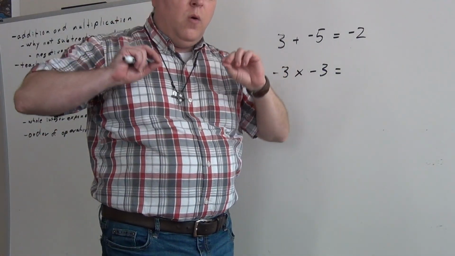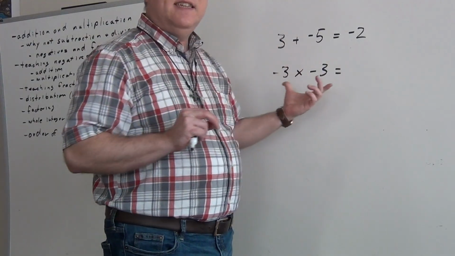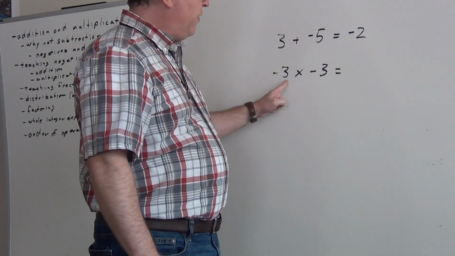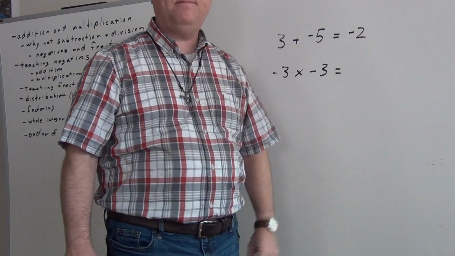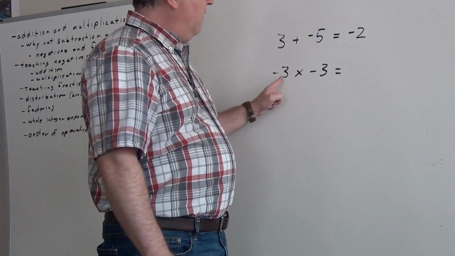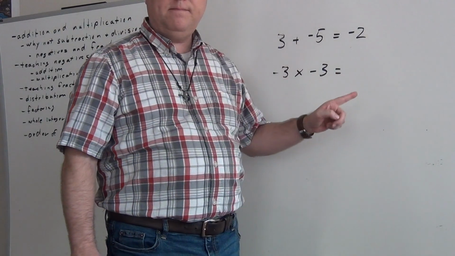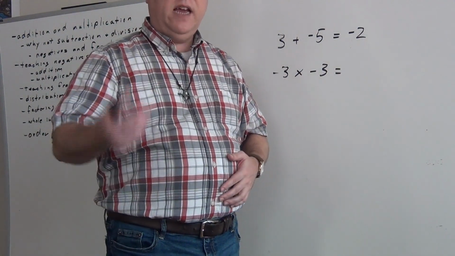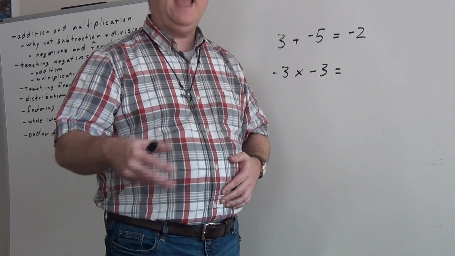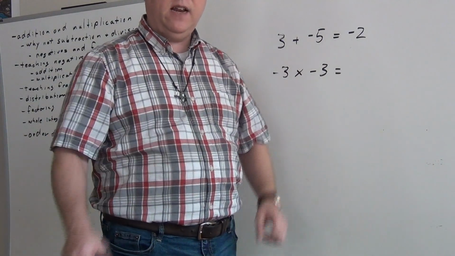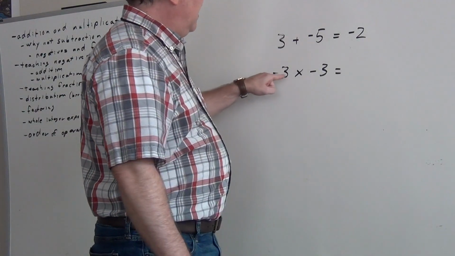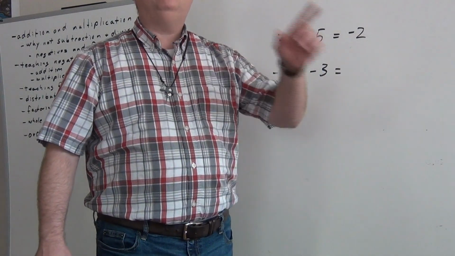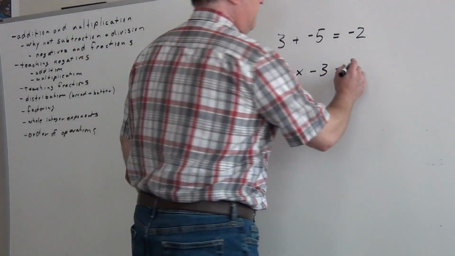What I would like the students to read this as, to parse this as, is the opposite of 3 of these -3's. What is 3 of these -3's? Well, it's a -3 and another -3 and another -3. All those together is -9. So the opposite of 3 of these -3's is the opposite of -9. The opposite of a negative is a positive.